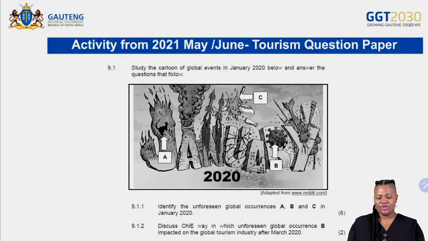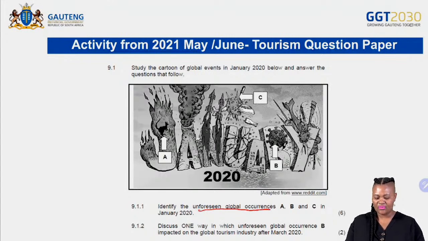And then if you look here, we've got an activity from 2021, which is the May-June tourism question paper. Study the cartoon of global events in January 2020 below and answer the questions that follow. It's a very visual question. As you can see, they say identify the unforeseen global occurrences A, B, and C in January 2020. So we can see A, we can see B, we can see C. So with this particular question, you're being asked about unforeseen global occurrences.